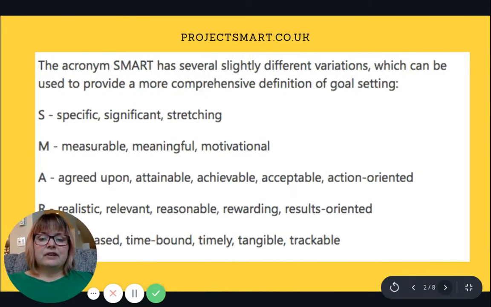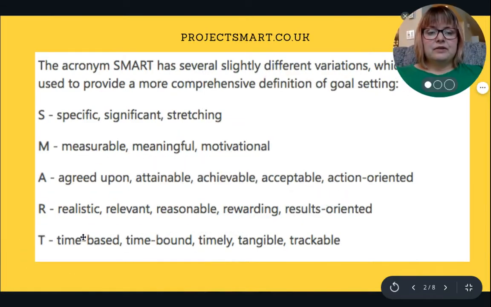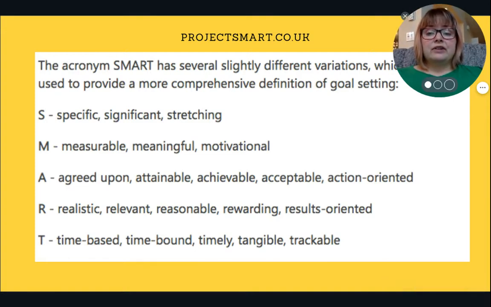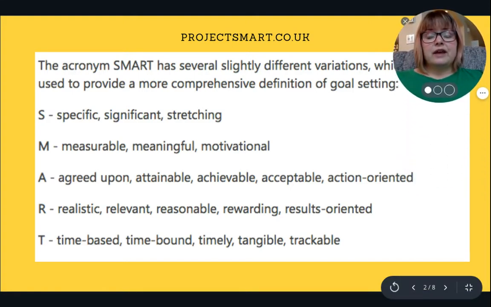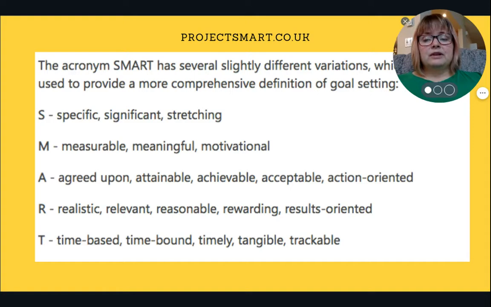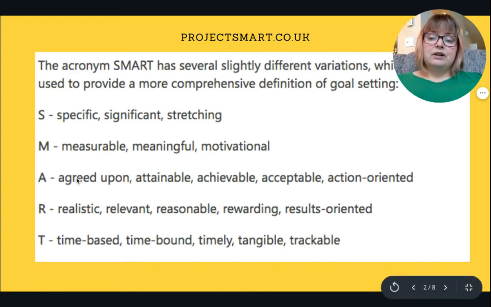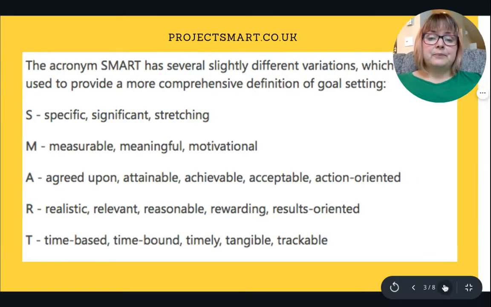So looking up the definition, there's a whole bunch of different options. projectsmart.co.uk says that there are variations which can be used to provide more comprehensive definition of goal setting. So the S can stand for specific, significant, stretching. The M can sometimes stand for measurable, meaningful, or motivational. A can be agreed upon, attainable, achievable, acceptable, action-oriented. R, realistic, relevant, reasonable, rewarding, results-oriented. And T can mean time-based, time-bound, timely, tangible, trackable. So there's a whole bunch of options here, but I'm going to show you the way I like to think of it and explain why.